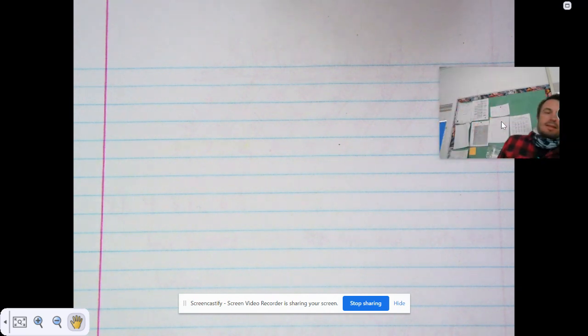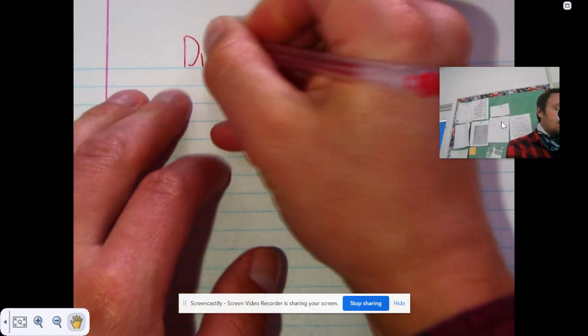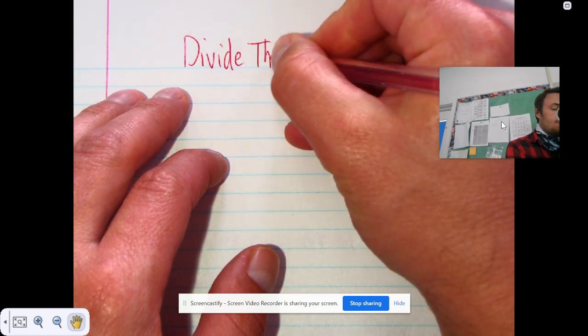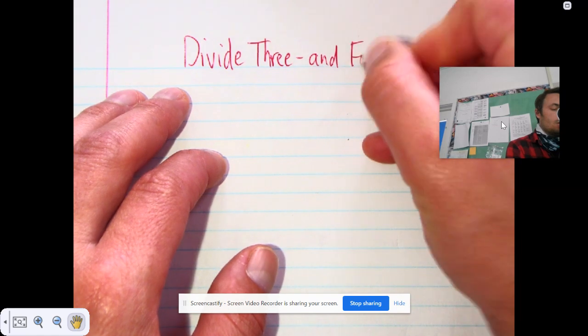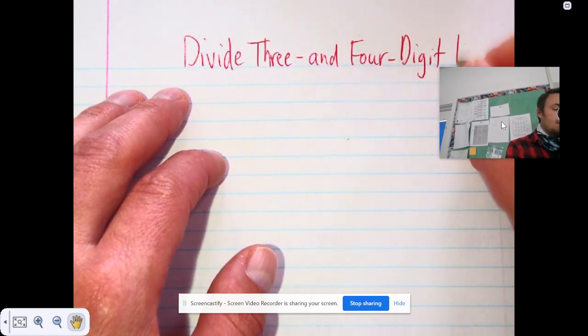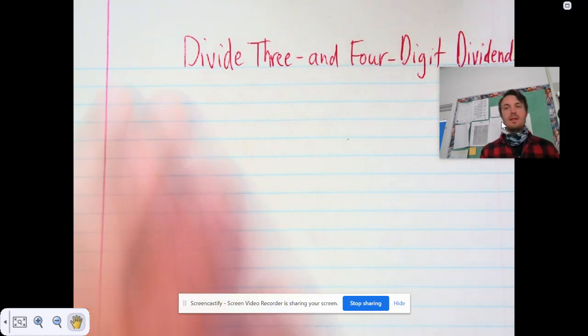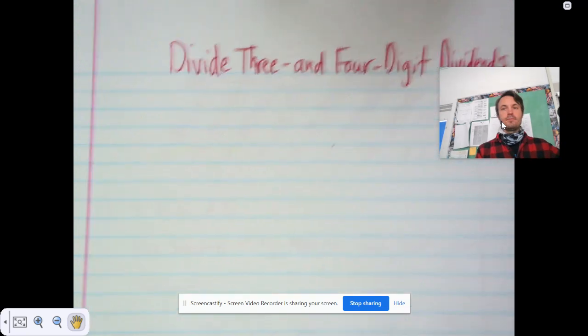Here we go. Today's math lesson is called, first of all, take out your math notebook and open to the next available page. And then at the top right, write: Divide 3 and 4-digit dividends. That's what today's math lesson is. Divide 3 and 4-digit dividends.